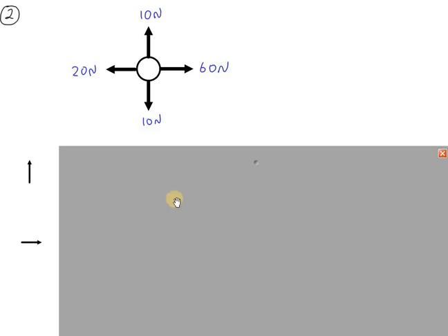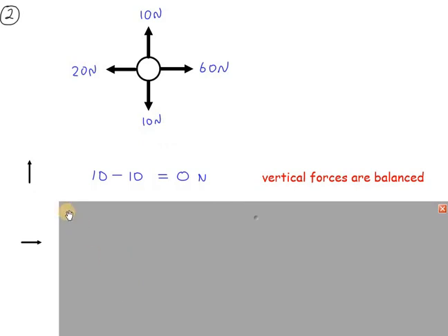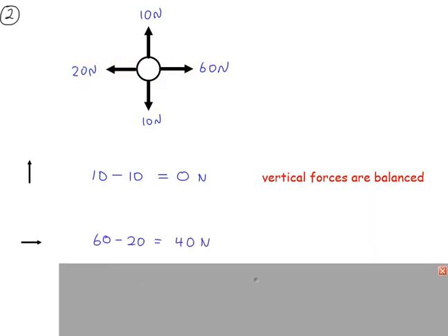Example 2. Again we have forces acting in multiple directions, so I've taken my upwards direction as positive. So looking at forces vertically, or resolving forces vertically, we have 10 newtons and then minus 10, so balanced forces vertically. And then horizontally, anything to the right is positive, so that's 60, and that's going to be minus 20, like so. So we do have an overall force acting horizontally.